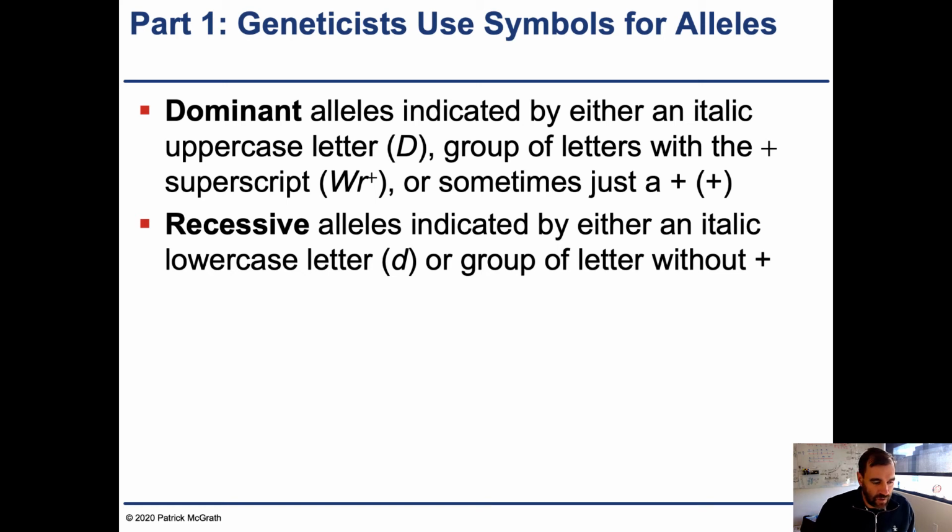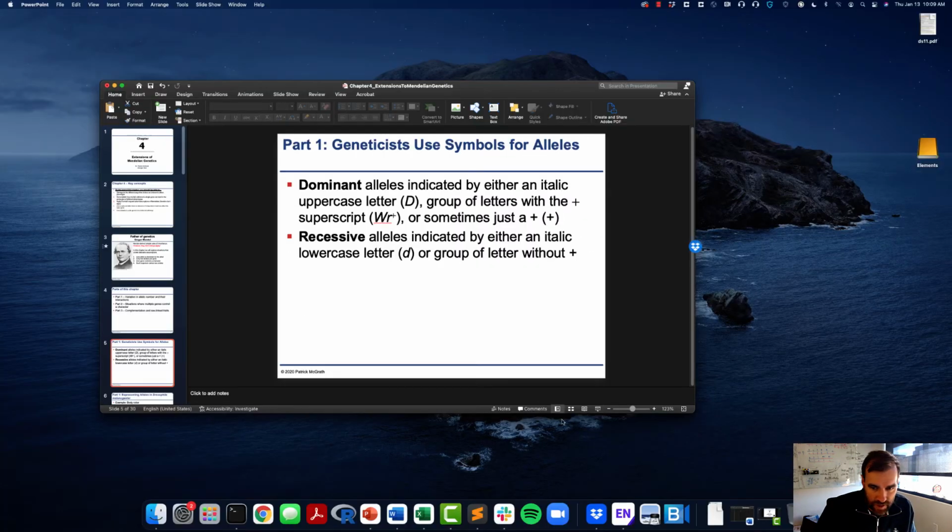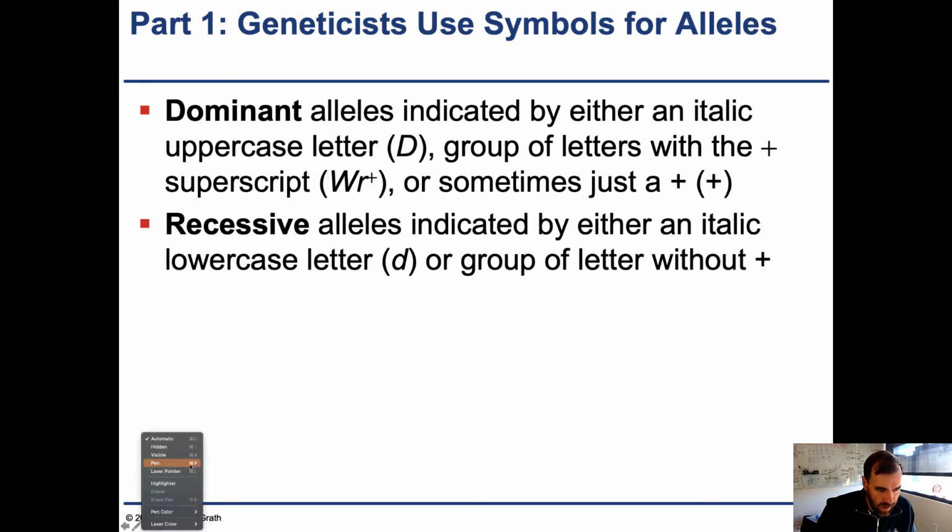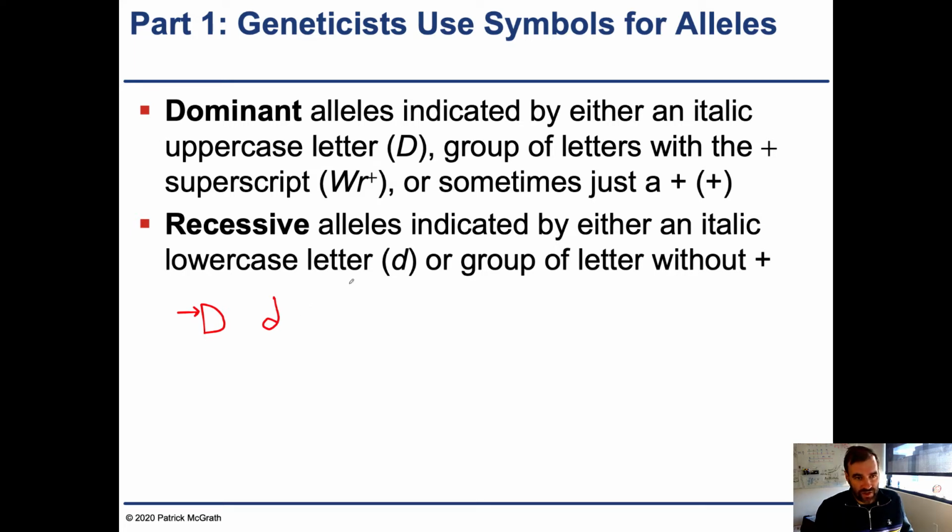All right, so first let's go over a bit of information on symbols for alleles. Previously we used uppercase and lowercase letters. This was the dominant allele right here. The capital letter just depicts the dominant, and the lowercase represents the recessive allele.